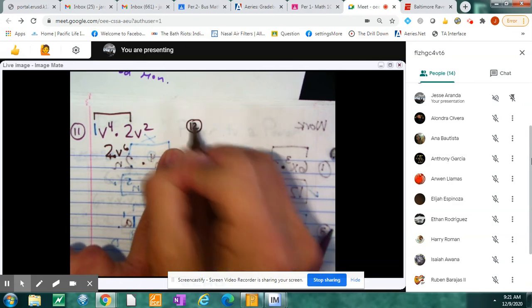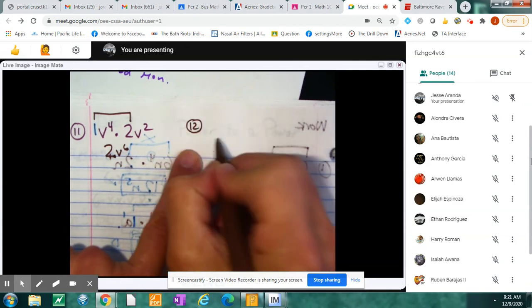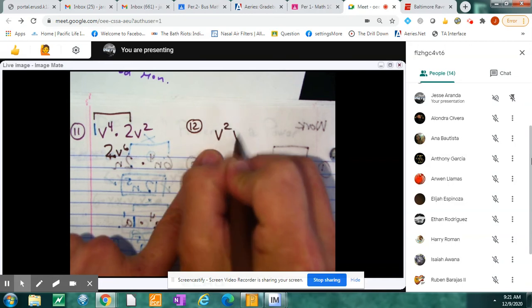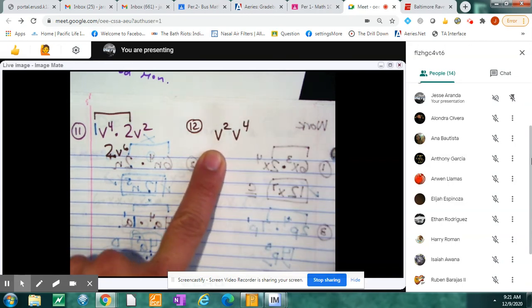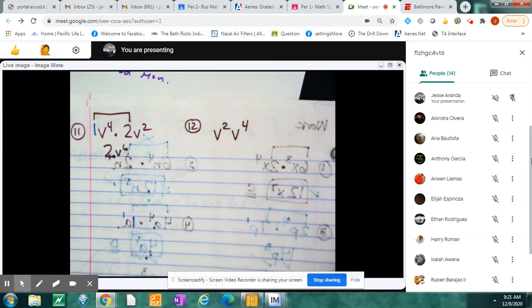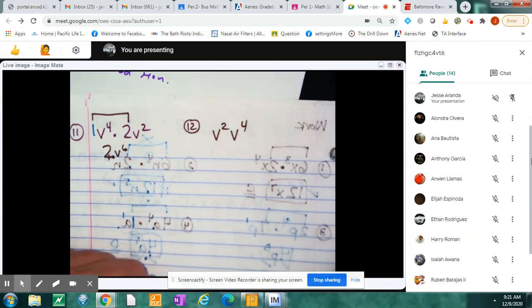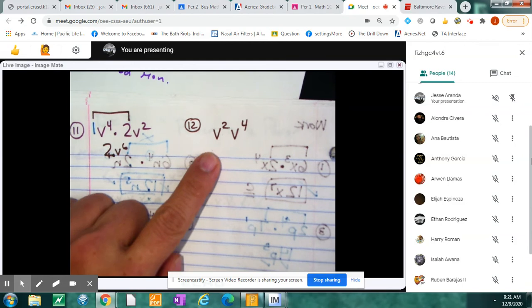Number 12, v squared and then v to the fourth. But mister, there's no parentheses. That's okay. It still means the same thing. So v times v times v times v times v times v. So Harry, how many are there? How many v's are there?